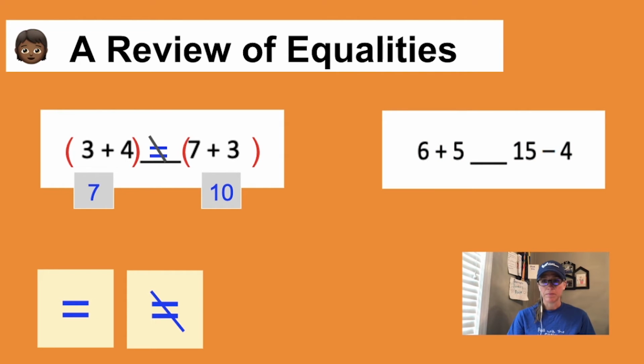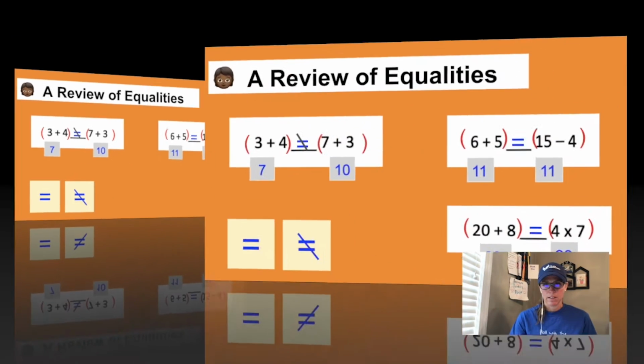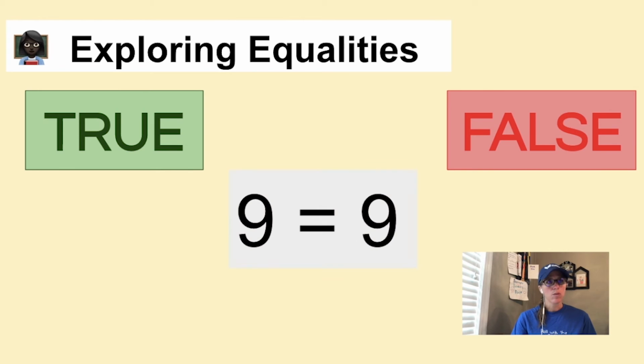Here's another one. 6 plus 5. Is that equal to or not equal to 15 minus 4? Well, we know 6 plus 5 is 11, and 15 minus 4 is 11. So we would say these are equal. This expression shows an equality. Let's take a look at some more equalities.